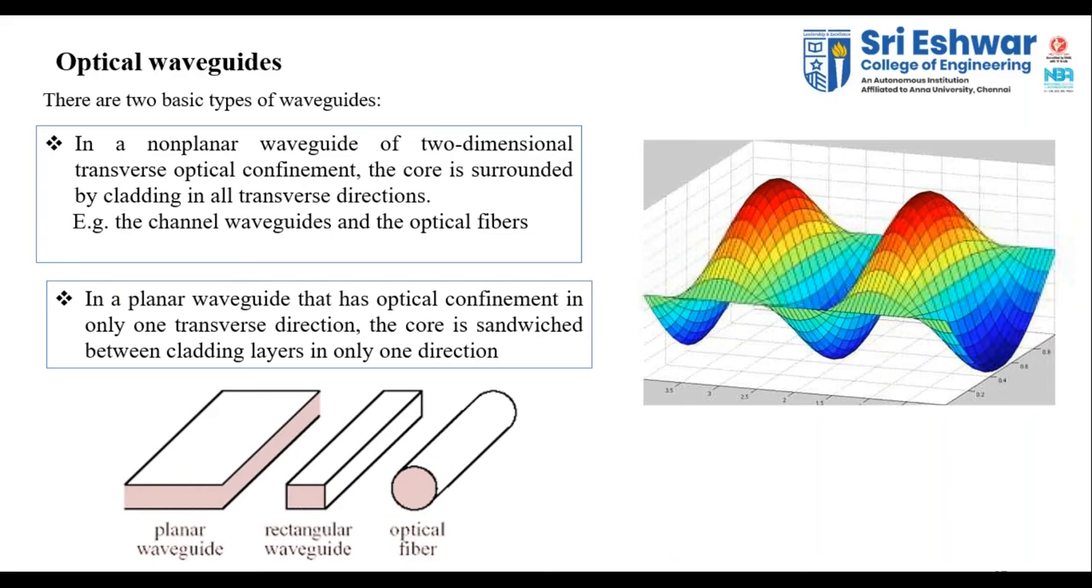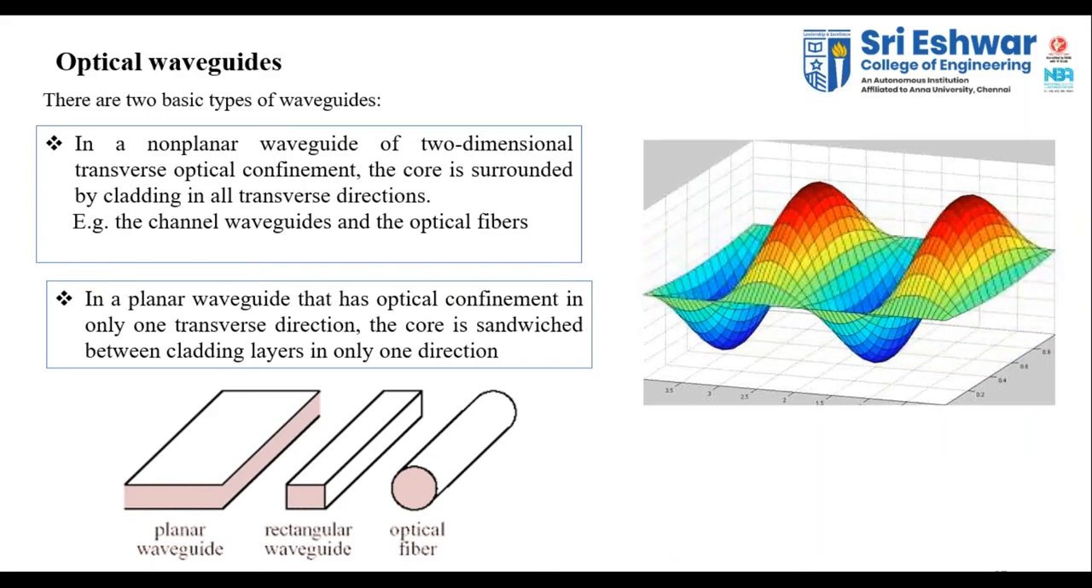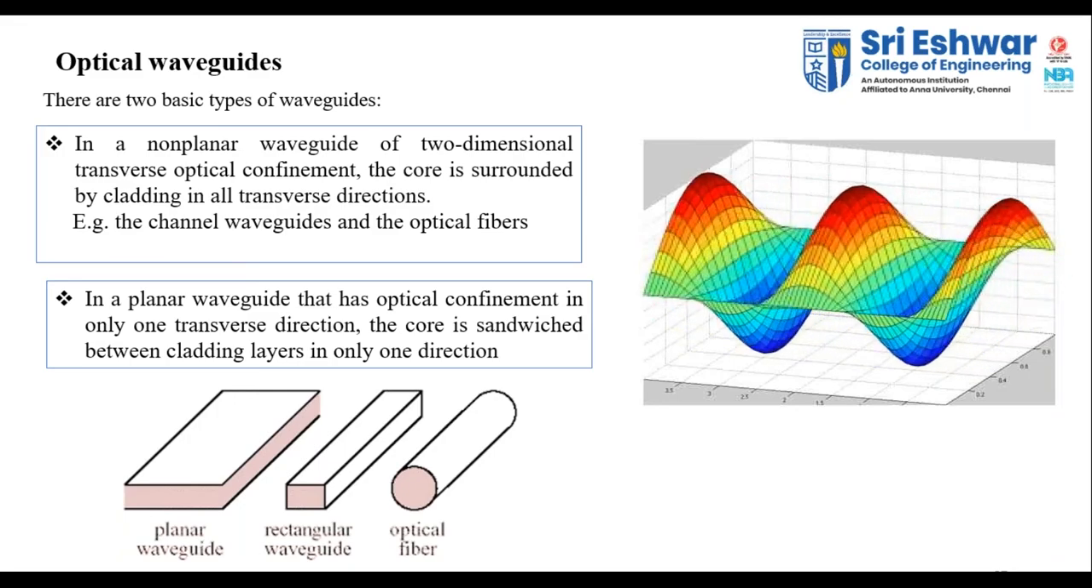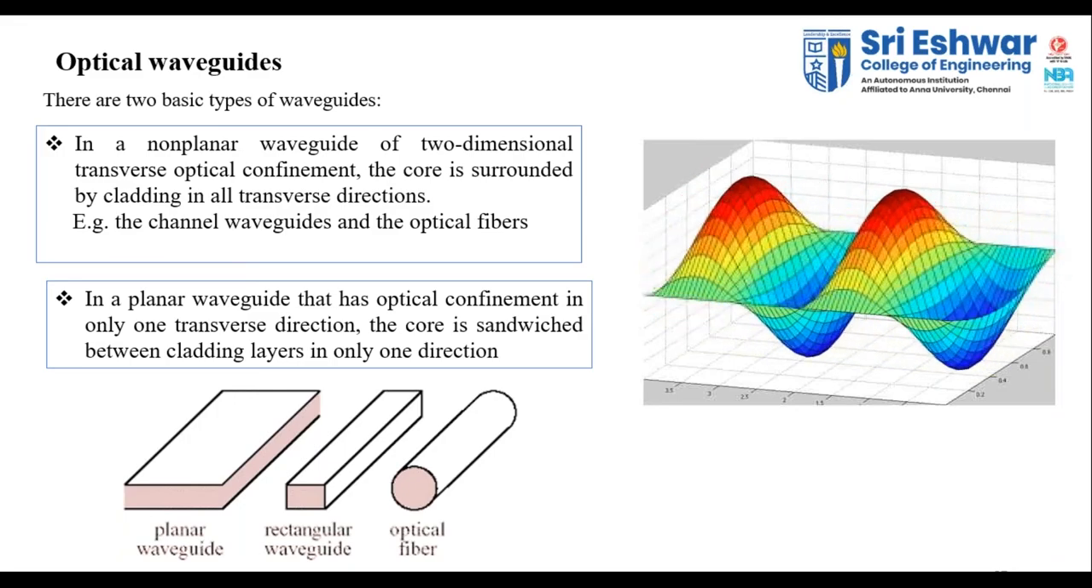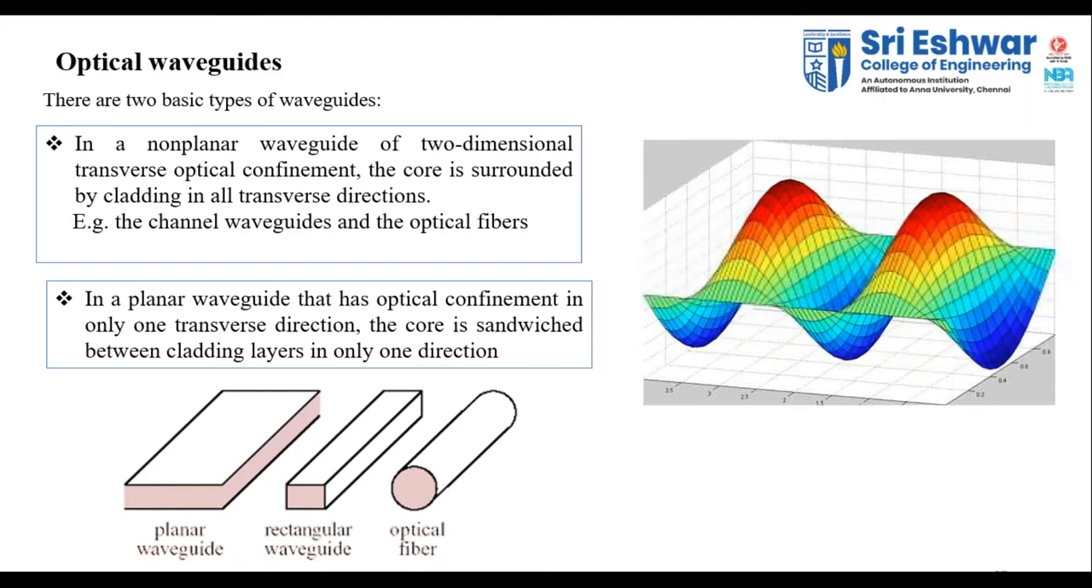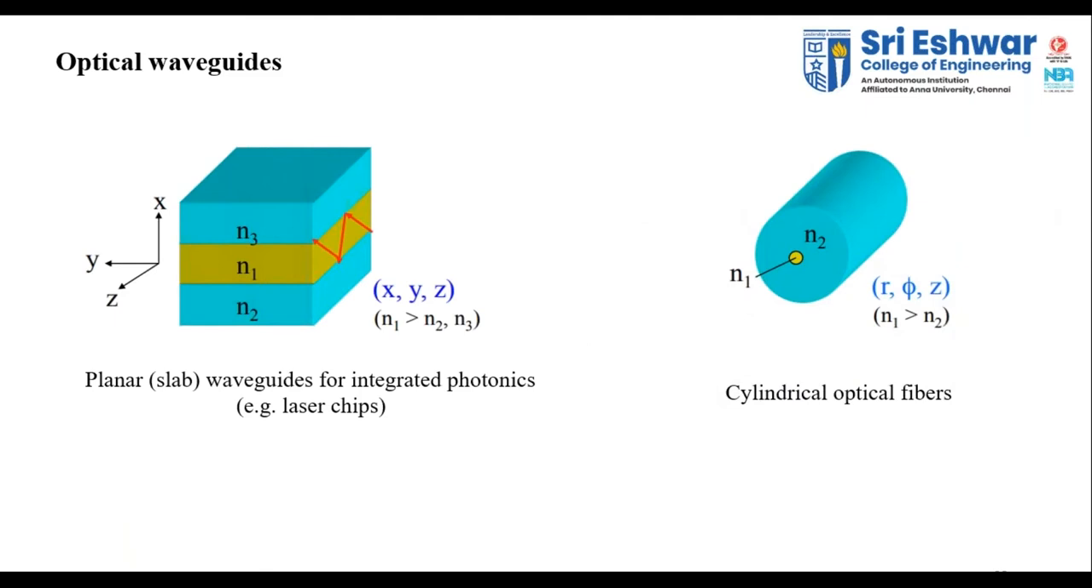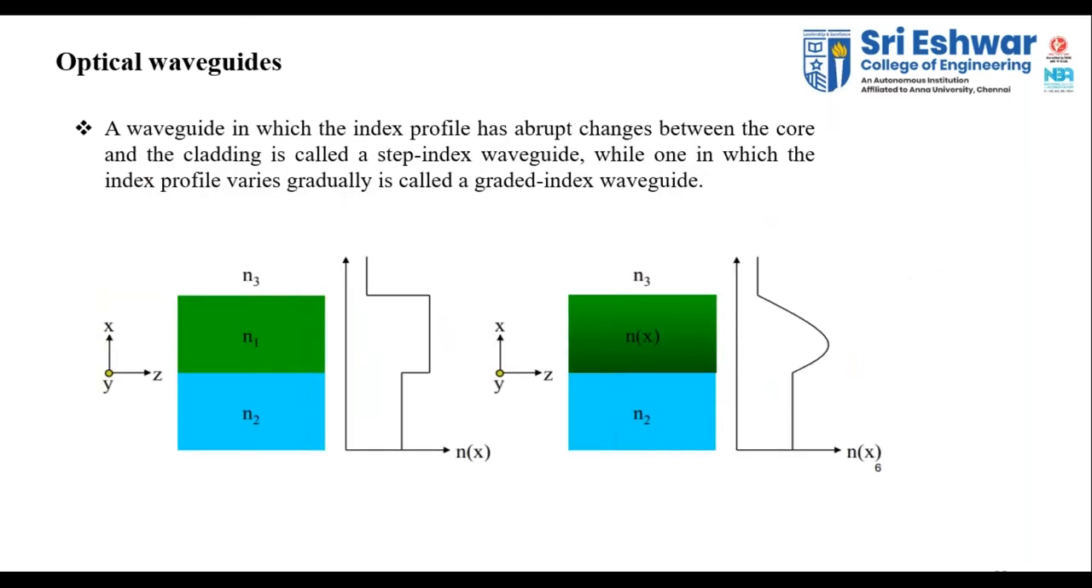Please see what is planar, what is rectangular and what is optical fiber. This is the diagram. Based upon your dimension, single, two or three dimensional, we use planar and non-planar. The first one is a planar one, the second one is cylindrical. Please see the x, y and z directions. For the cylindrical, the normal fiber optic conditions apply: N1 greater than N2, and theta I greater than theta C. Already we are familiar. But for planar, N1 should be greater than N2 and N3. This is for the step index, then graded index.